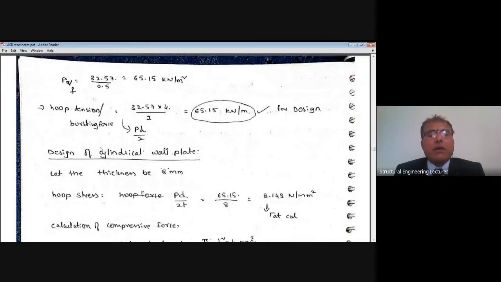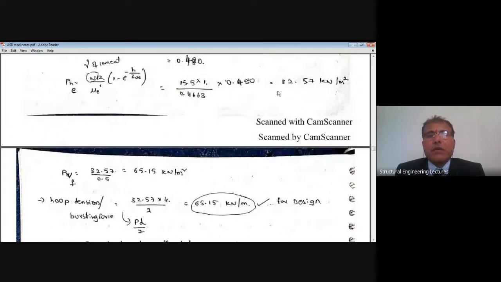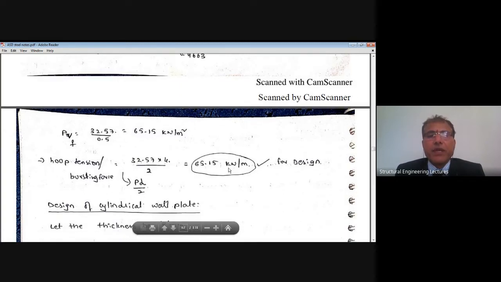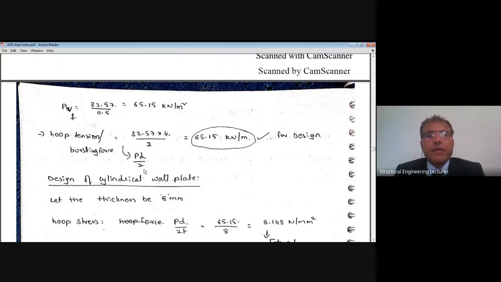Then the hoop tension, or the bursting force. For calculation of bursting force, I'll calculate hoop tension, which is the intensity of hoop force or hoop stress, 32.57 times P D by 2, where D is equal to diameter 4, so P D by 2 is 2, right? Now substituting, I'll get 65.15 kilonewton per meter as the design hoop tension per unit length. So many kilonewtons, right? PD by 2.